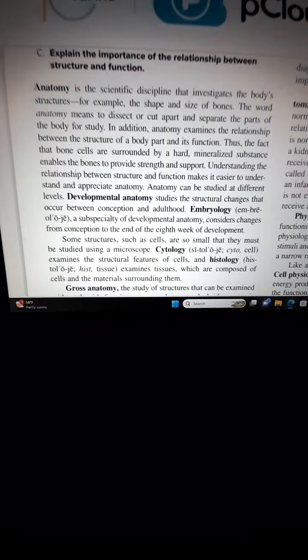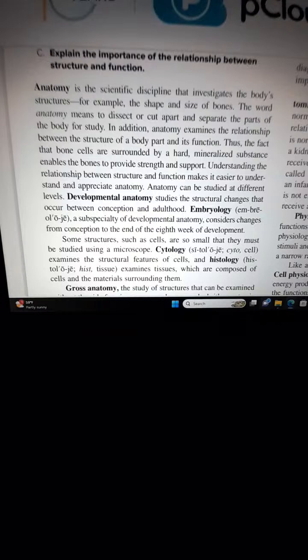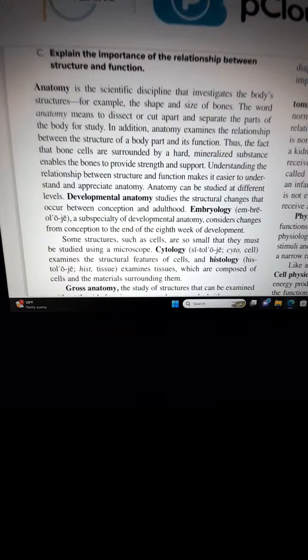Anatomy is the scientific discipline that investigates the body's structures, for example, the shape and size of bones. The word anatomy means to dissect, or cut apart and separate the parts of the body for study. In addition, anatomy examines the relationship between the structure of a body part and its function. Thus, the fact that the bone cells are surrounded by a hard, mineralized substance enables the bones to provide strength and support.